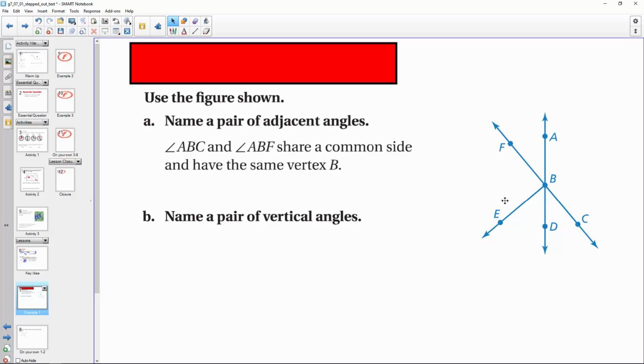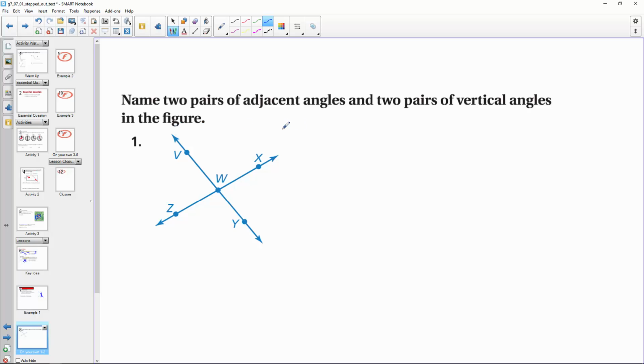A pair of vertical angles, there's only one on here, and that would be from here up, and then also this one over here. So it forms a V, and again, these angle measurements are congruent, meaning they are the same. So it says here, find two pairs of adjacent and two pairs of vertical.